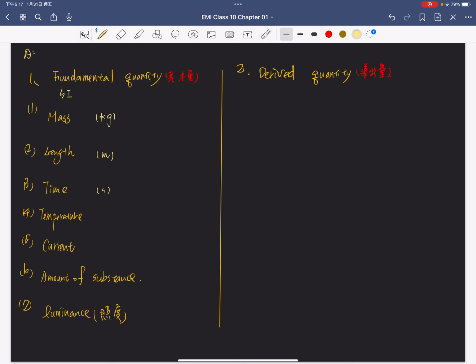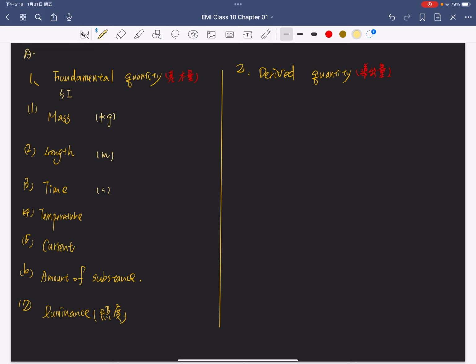Time means that we want to calculate how fast an idea or an object completes something, its interval.